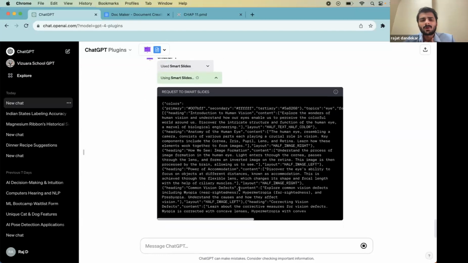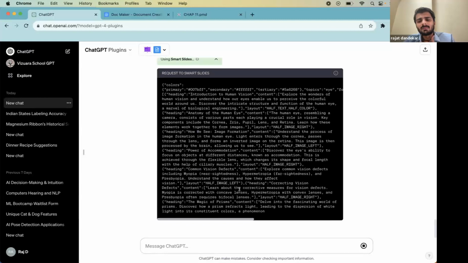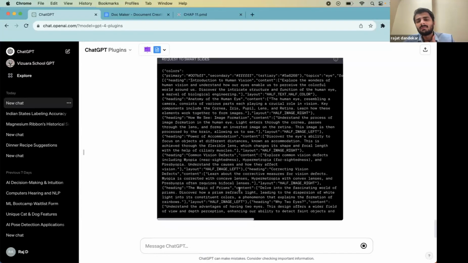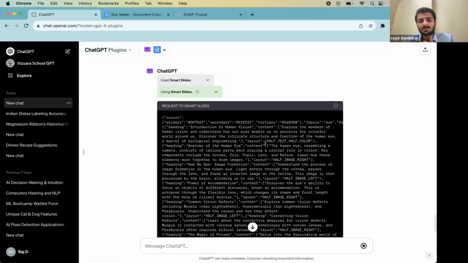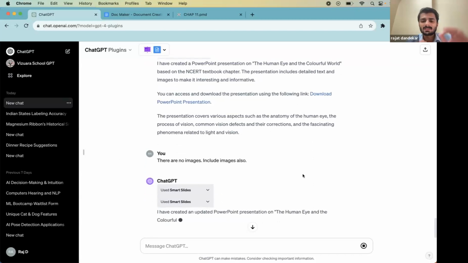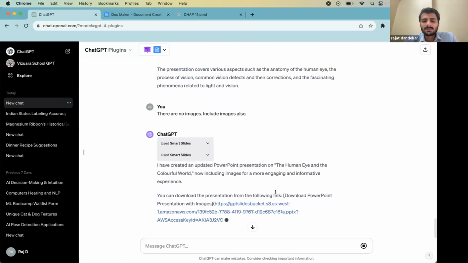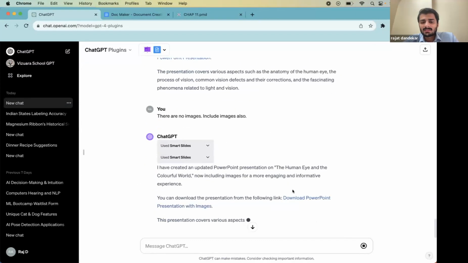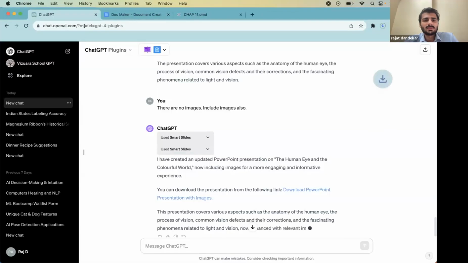But spending 1 or 2 minutes on slides is much better than spending half an hour or maybe 2 3 hours to create this slideshow. Generally, it takes a lot of time to even think of starting to create a presentation. If you are at a conference or if you are speaking at some event and you want to create some slides, this is the perfect way to do that actually. So now we have used smart slides and let's see, download PowerPoint presentation with images.